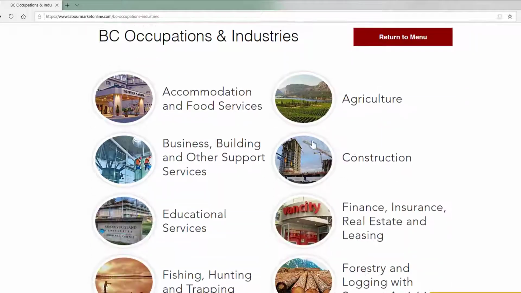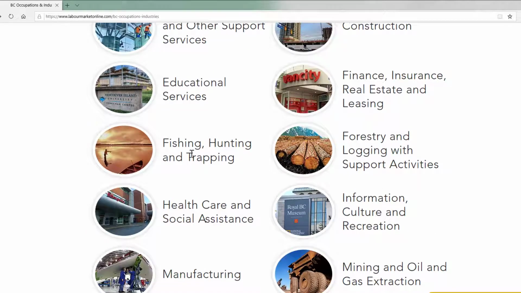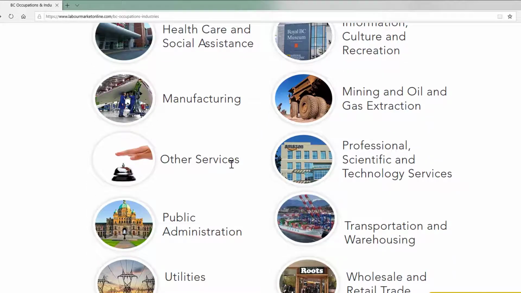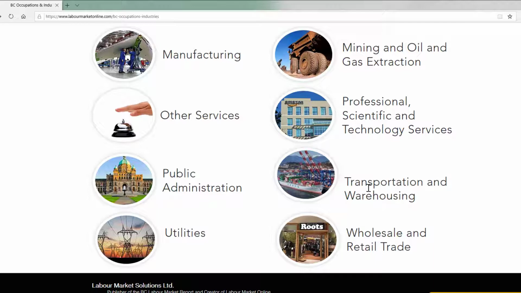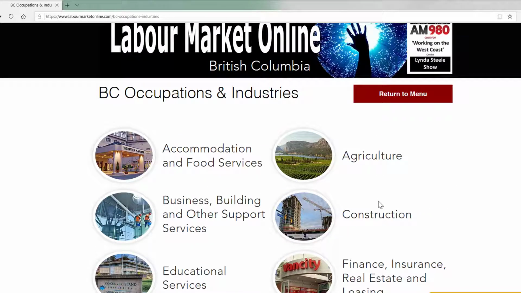And as you can see, we've covered off the 18 separate industries that the province tracks. So accommodation and food service, agriculture, business building and support service, construction, education, finance, insurance, real estate and leasing, fishing, hunting and trapping, forestry and logging support activities, health and social services, information, culture and recreation, manufacturing, mining, oil and gas, other services, professional, scientific, technical services, public administration, transportation and warehousing, utilities, and wholesale and retail. So it's a really good cross-section of all the major industries in British Columbia.